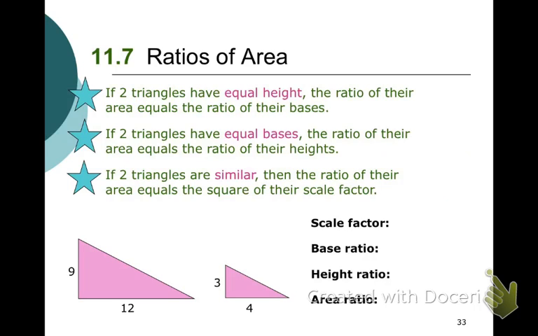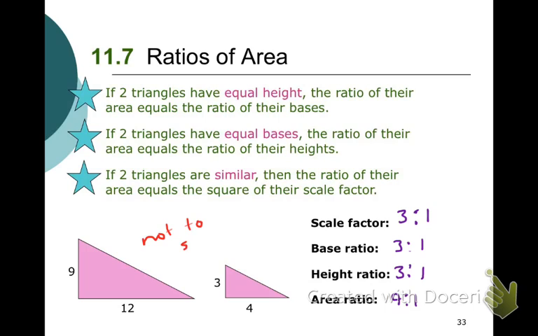And then the third one. If 2 triangles are similar, like the ones you see here, which are obviously not drawn to scale. You guys see that, right? Because that 4 looks like it's about half the length of the 12, so it's not drawn to scale. But if you know the scale factor, so what's the scale factor of the left to the right in this case? 3 to 1. Okay, if you know the scale factor, then you're going to know the ratio of the bases and the ratio of the heights.